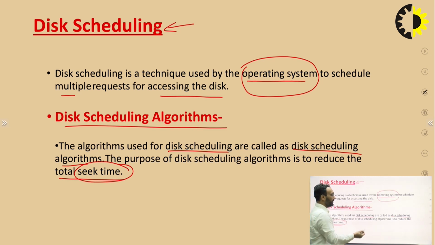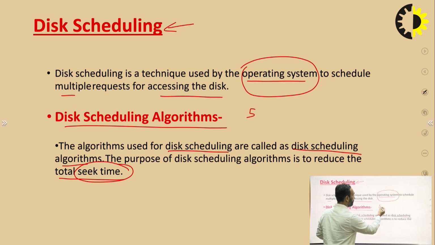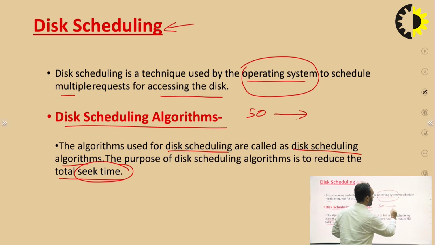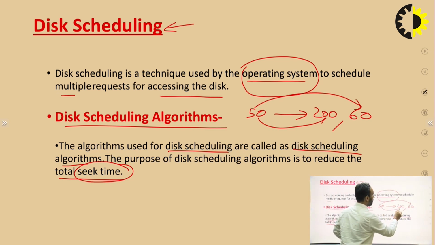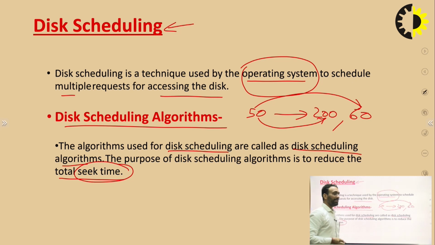For example, if the head position is 53, or we can say 50, and the next data that wants to be read is at 200, and again it is 60. So how will it manage? Either it will go first to 60 or it will go to 200. That is done with the help of a scheduling algorithm.